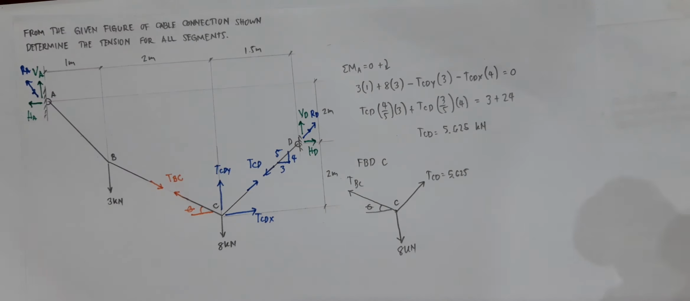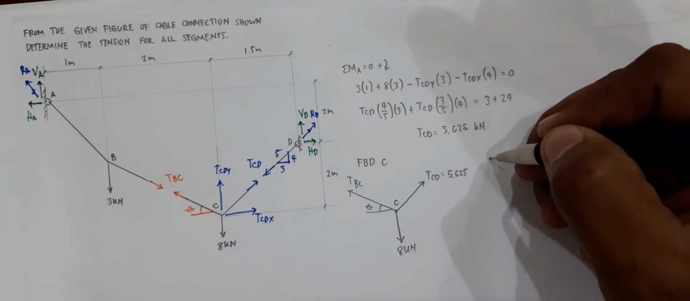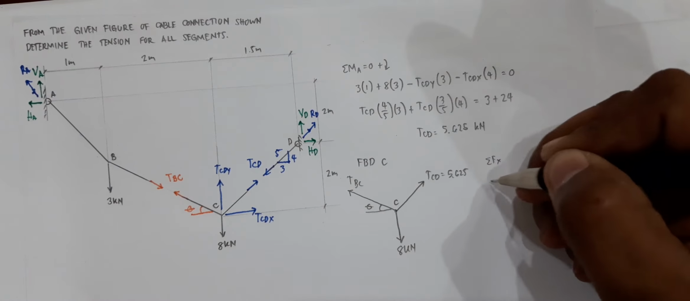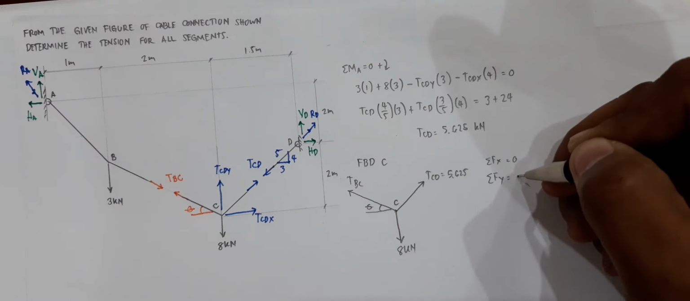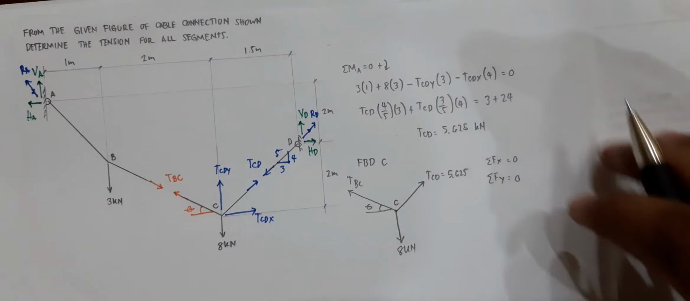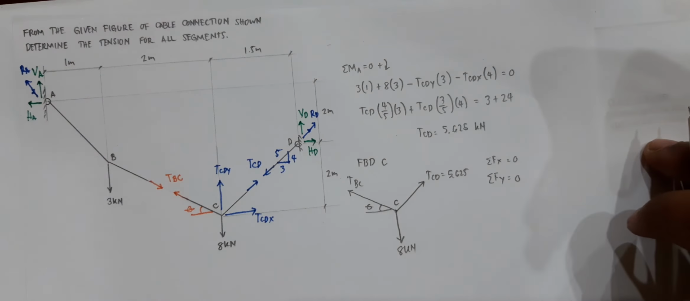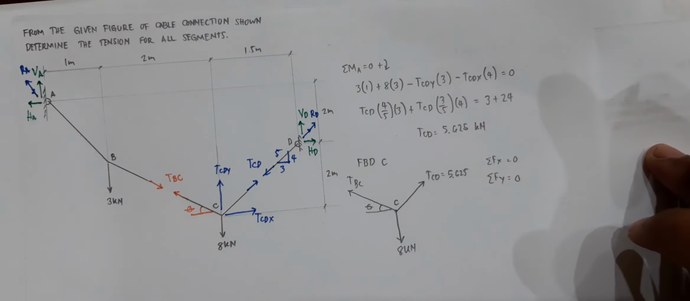kilonewtons. Okay, so basically in this particular joint you would have two unknowns. You have your theta and then you have your TBC. But of course you can calculate for those since you have two available equations. Namely, summation of forces along X and summation of forces along Y, that would be equal to 0. You only have these two available equations since you have a concurrent set of forces.